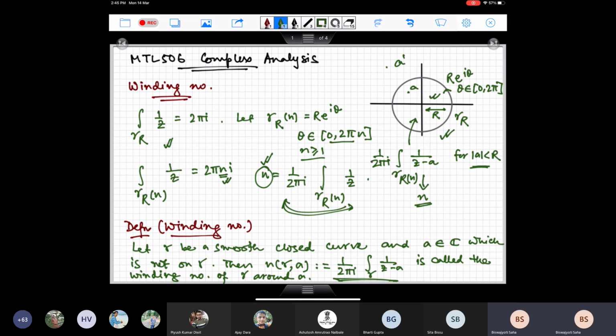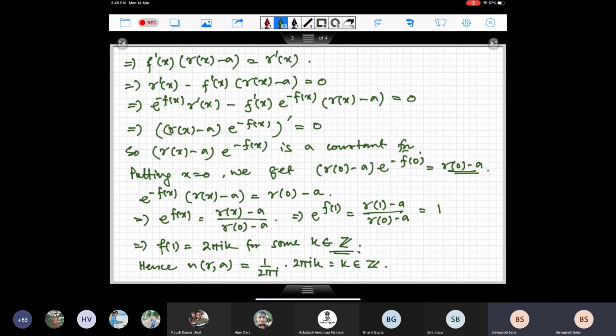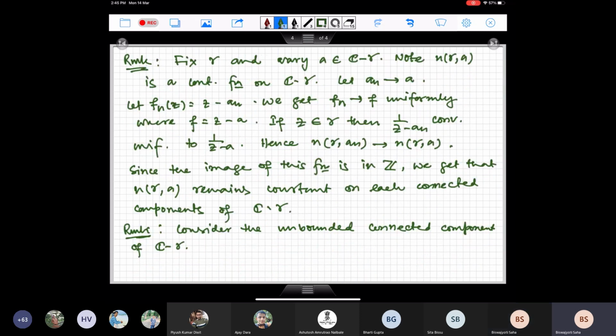Therefore, what we would like to establish is this: if I take any point in the unbounded component, I would like to show that the winding number there is going to be 0. So let us see how I can do that. That's not very difficult, for the following reason. It's an unbounded connected component.